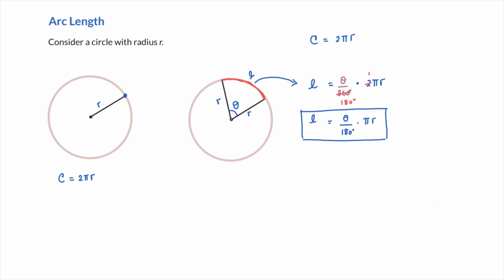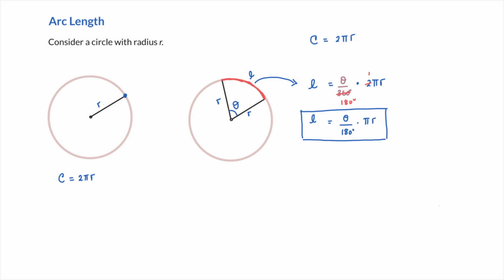Notice that if theta is equal to 360 degrees, the fraction will be 360 divided by 360, which is 1. So you're left with 2 pi r, which makes sense because 2 pi r is the circumference of the entire circle.